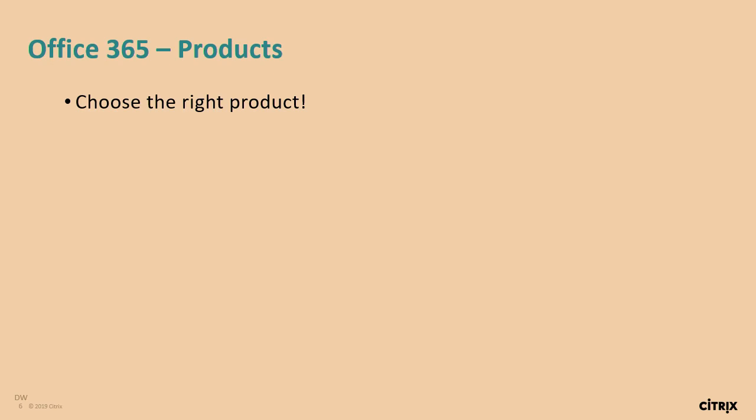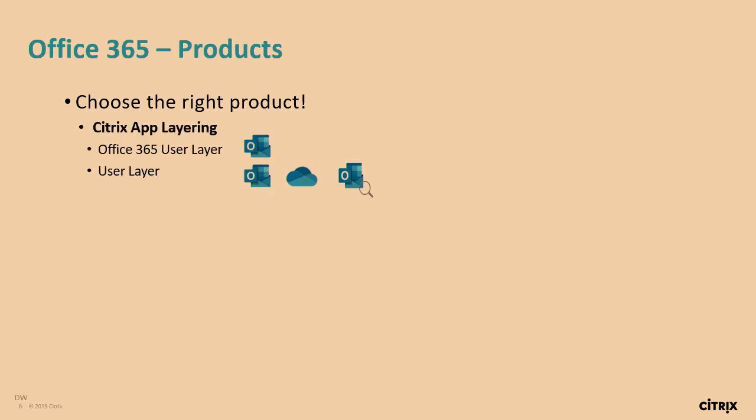So choosing the right product. There's many products out there to actually solve, I guess, those challenges. We'll cover the Citrix products. So we've got app layering. We have 2, I guess, solutions within app layering: Office 365 user layer and user layers. So if you look at the icons, they represent what they actually solve.